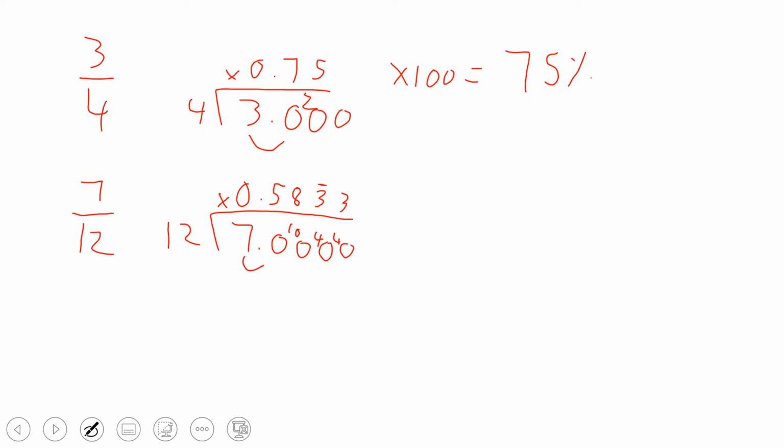So it's 0.583. We times that by 100, which means the decimal place moves twice, and that equals 58.3%.